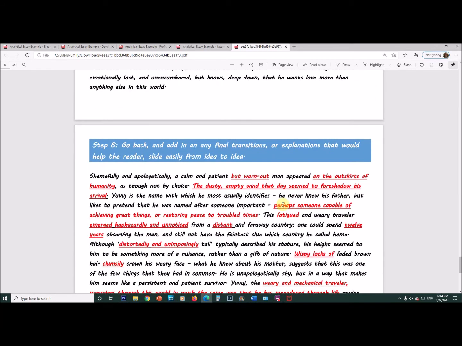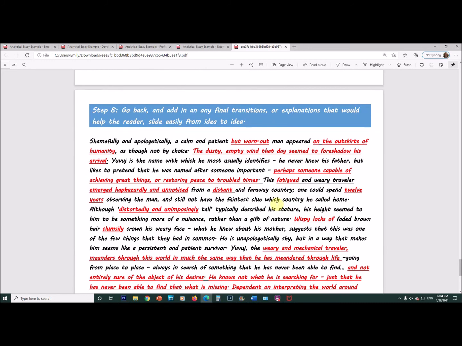All right, step 8. So now we're going to go back in and add in any final transitions or explanations that would help the reader. We've done a lot of adding of details, going back, getting rid of unnecessary words. We originally added explanations. Now we have to look at, we've got ideas. Is there anything missing between those ideas? So this is not even the whole story. This would be like a paragraph in a novel.